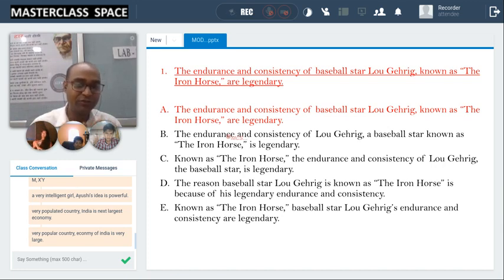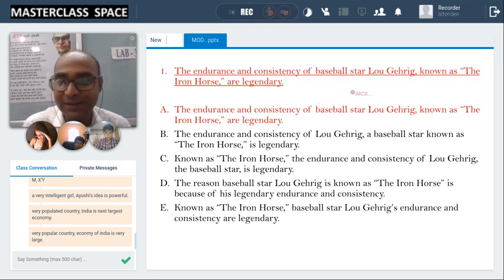So how to judge? First, we have to look at the modifier, and after the modifier, we have to find out the meaning. On the basis of meaning, we have to look at what should be the correct noun after the comma. Now look at the first part here: known as the iron horse. This is a phrase. If you read, you will find that known as the iron horse is for getting, right? Is it E?